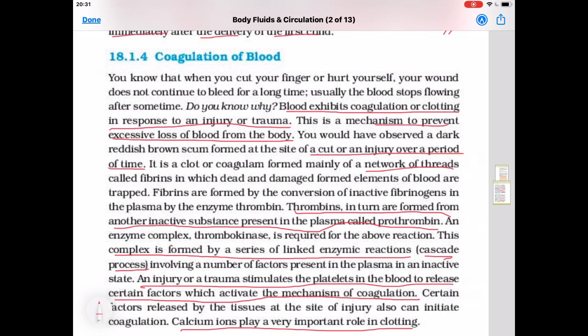So in the clotting or coagulation of blood, write two reactions. First one is again prothrombin to thrombin. Second reaction is fibrinogen to fibrin. And in the third point, write that fibrin forms the mesh-like structure in which the blood cells are trapped. I hope this is clear.